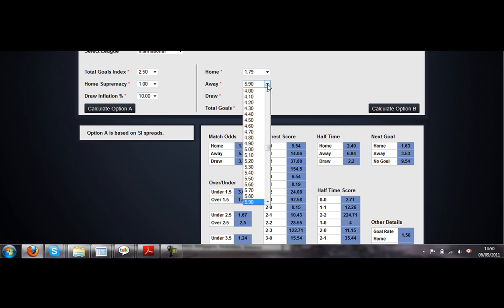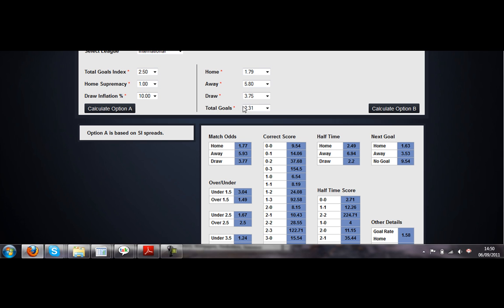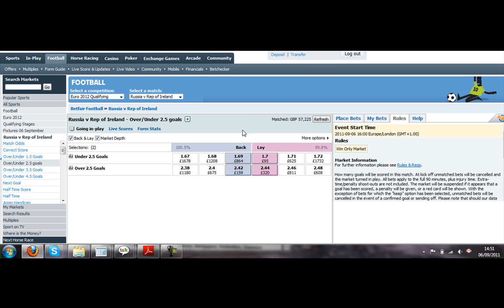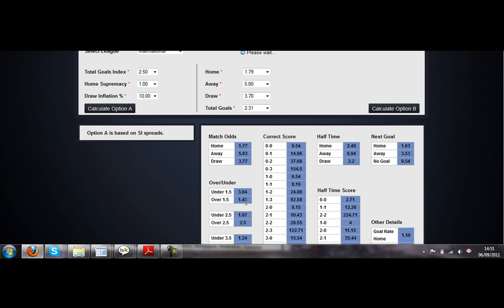Just lining everything up, making sure the settings are international. Lining up the home, away and the draw on option B. So we've got that all lined up nicely. The unders here are very low. Expecting a low scoring game.